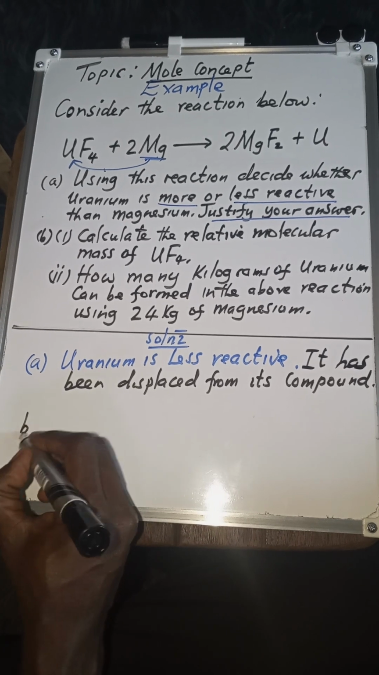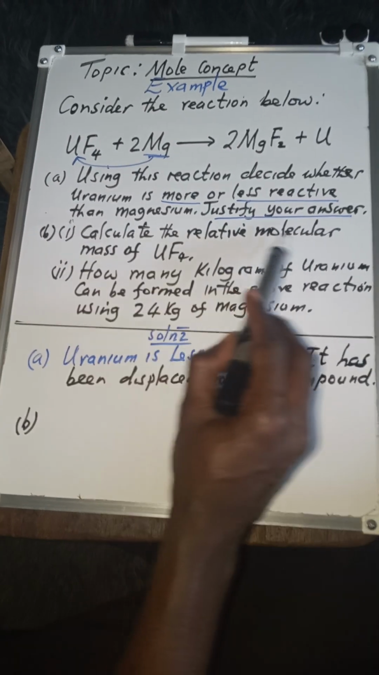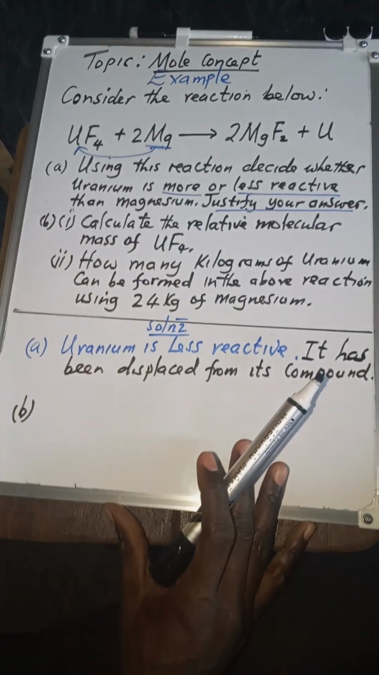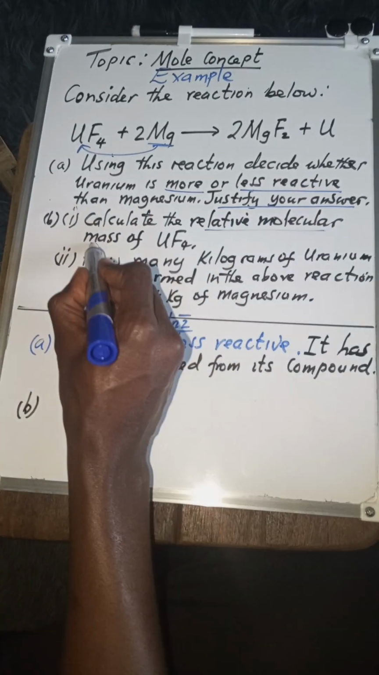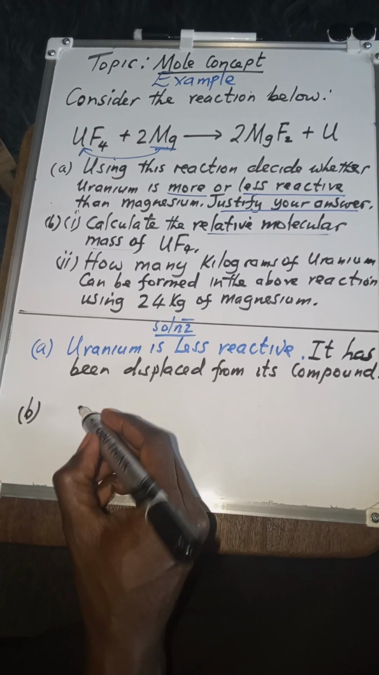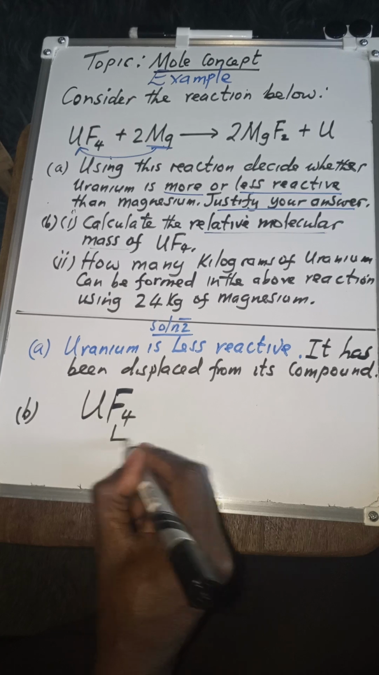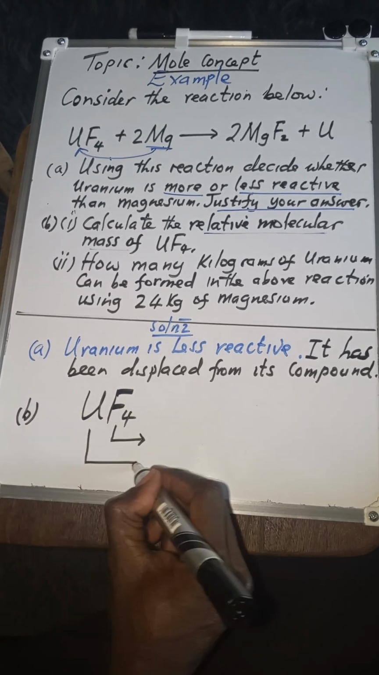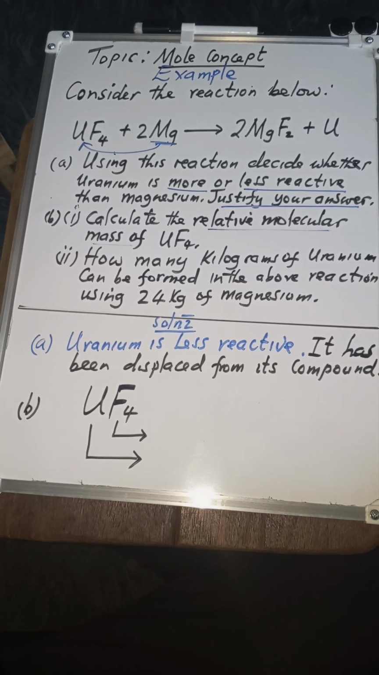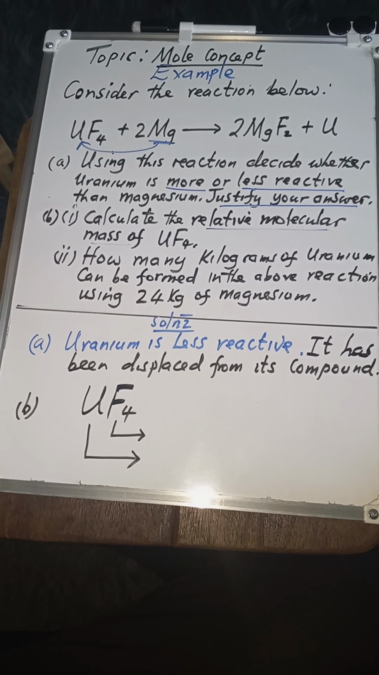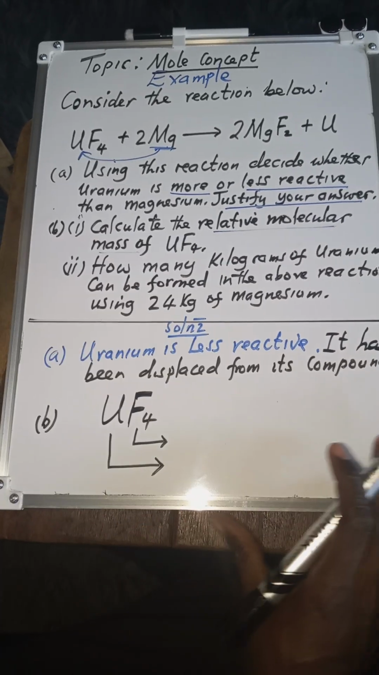Then part B, B Roman 1, says calculate the relative molecular mass of uranium tetrafluoride. So remember, they want you to calculate the relative molecular mass of this compound, uranium tetrafluoride. So it's UF4. You can look at how many fluorines are there and how many uranium atoms are there. You can check your periodic table to check out the atomic masses for uranium.